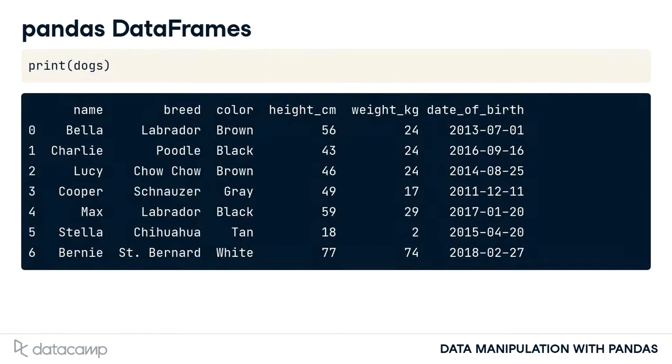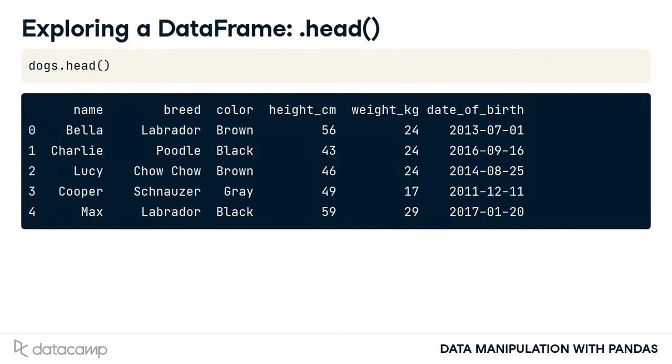When you first receive a new dataset, you want to quickly explore it and get a sense of its contents. Pandas has several methods for this. The first is head, which returns the first few rows of the data frame. We only had 7 rows to begin with, so it's not super exciting, but this becomes very useful if you have many rows.